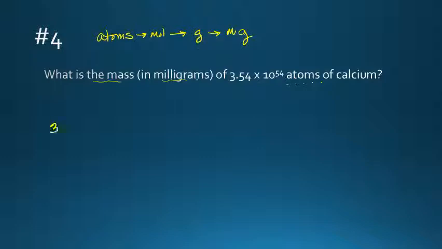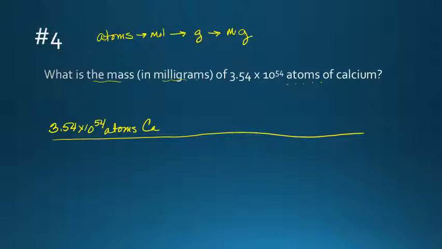So 3.54 times 10 to the 54th atoms of calcium. Okay, ooh, that's a wonderfully unstraight line. Okay. Atoms goes down here, and according to the plan, we have to go from atoms of calcium to moles of calcium. And we know that Avogadro's number is always equal to 1 mole, and that got rid of atoms. And now we're through this part.